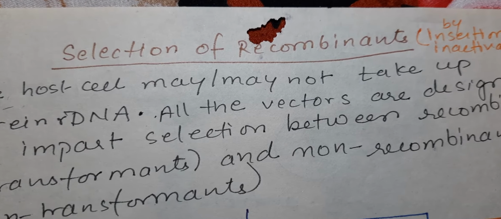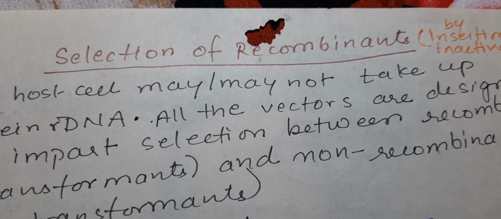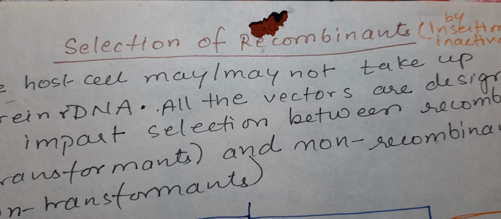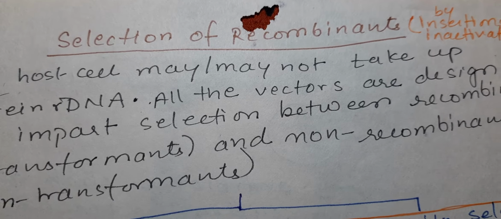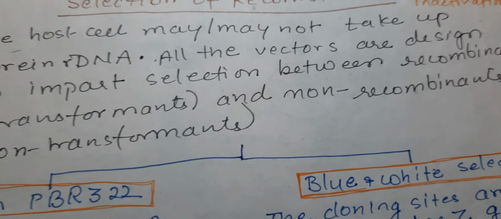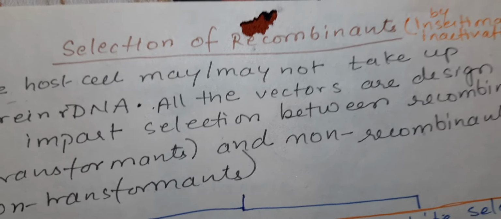So we have to select because there are a number of E. coli cells present when we are doing the experiment. We are not working with one E. coli, we are working with thousands of E. coli. So we have to select which E. coli has the insert and which E. coli does not have the insert.